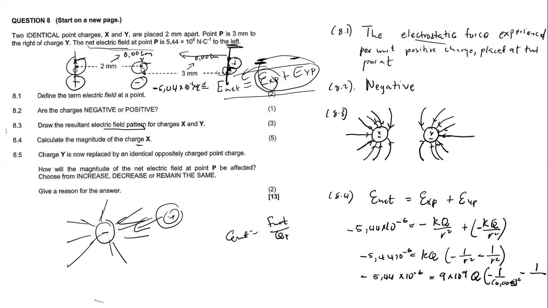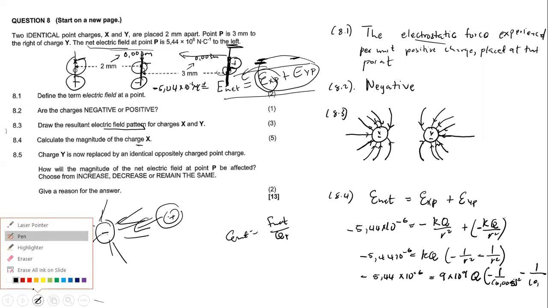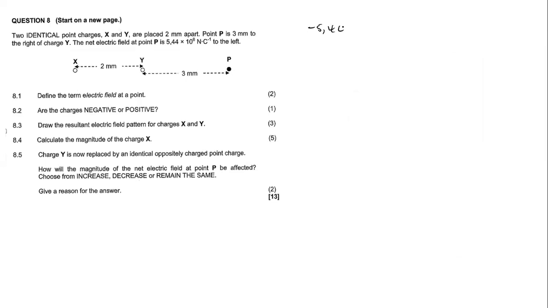Subtract 1 over, and therefore now the distance between Y and P, it's here, it's 3 meters. So meaning it's going to be 0, I do not have space. Let me do this. Okay, I can just write negative 5,44 times 10 to the power of negative 6, which equals 9, times 10 to the power 9, and therefore here we have Q, and then here we have negative 1 over 0,005 to the power of 2, subtract 1 over 0,003 to the power of 2, close my bracket.